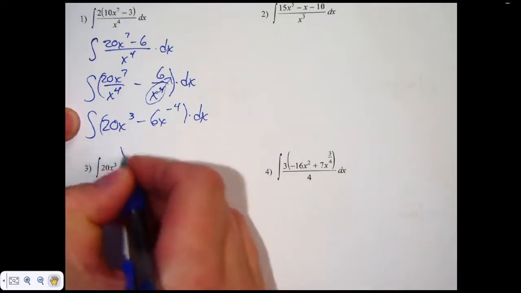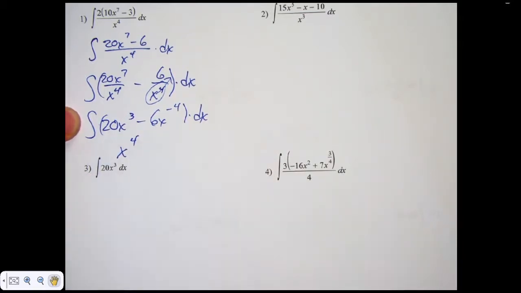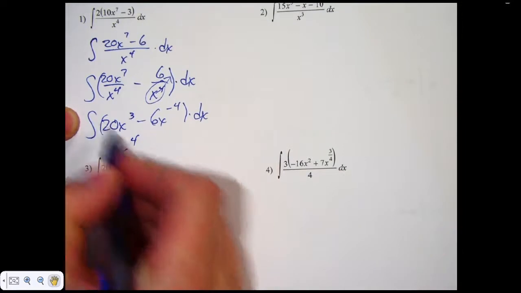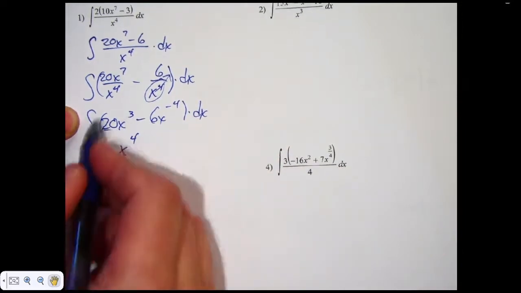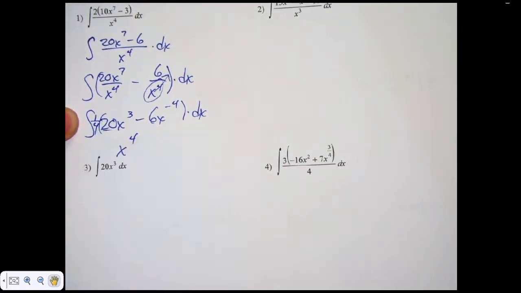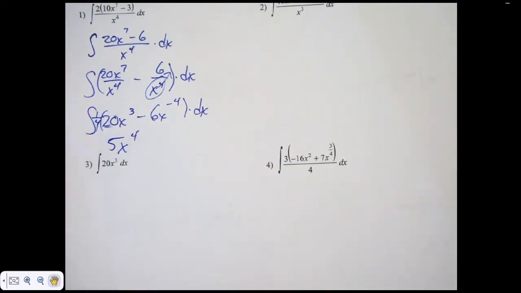So I have x to the 4th, and then you're going to multiply by the reciprocal, but there's already 20 there, so I'm doing 1/4 of that 20, which is 5. You can see how I get the 5.